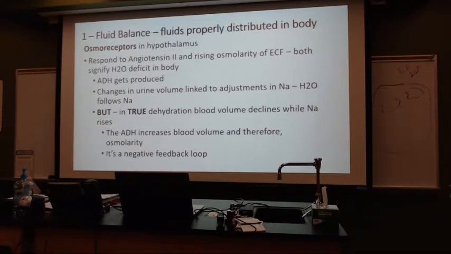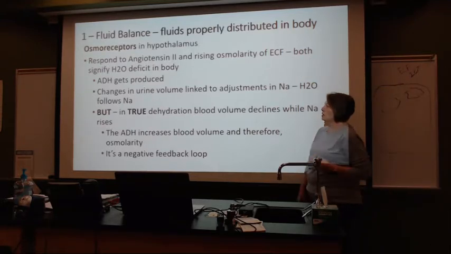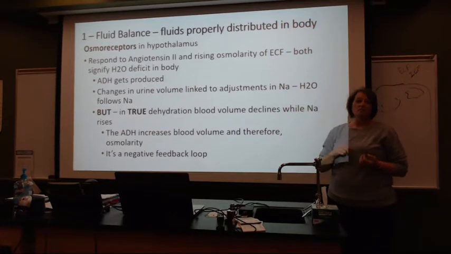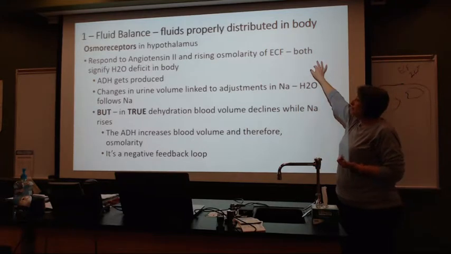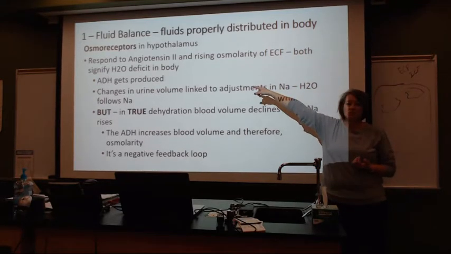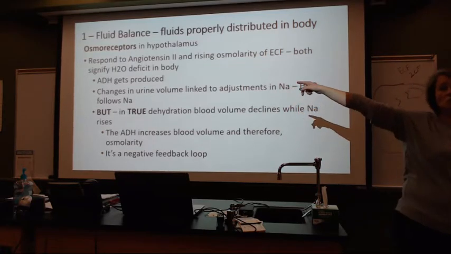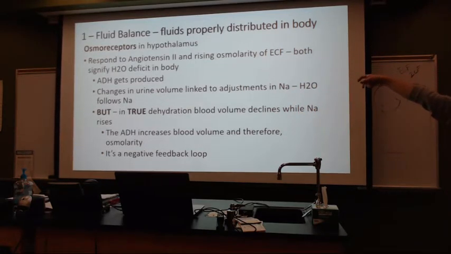So the way that the body will work, in our hypothalamus, we have something called osmoreceptors. They respond to angiotensin II. Do you guys happen to remember where we've mentioned that? The lungs and the kidneys, okay? And that was in our last chapter, the part with the kidneys, okay?